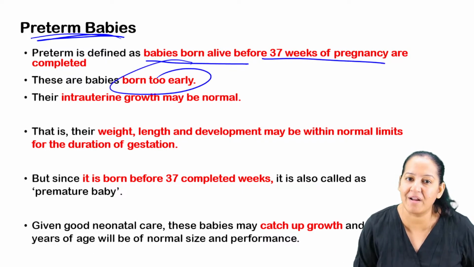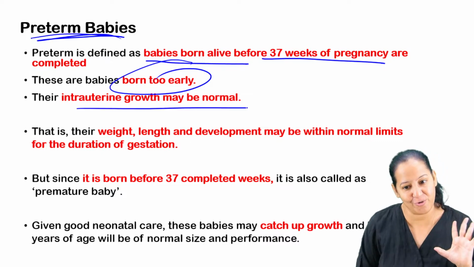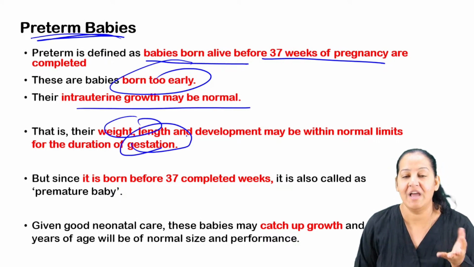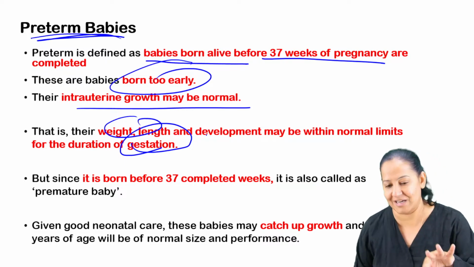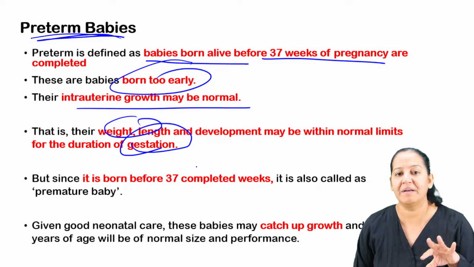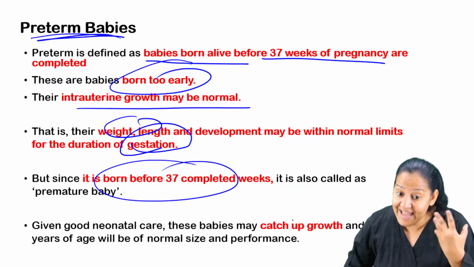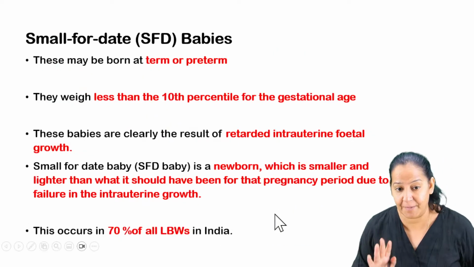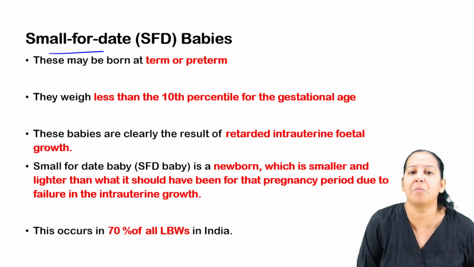They are born too early. They are in a hurry to come out. But intrauterine growth is normal. Here the weight is corresponding to the gestational age. If they are born at 28 weeks, the weight corresponds to 28 weeks. If they are born at 32 weeks, the weight corresponds to 32 weeks. But they are born before 37, so they are less than 2.5 kg. But here catch up is very fast. These are preterm. And the second is small for date.